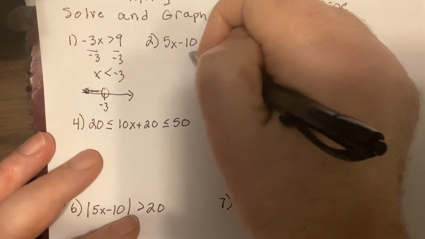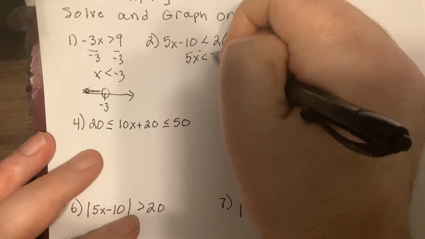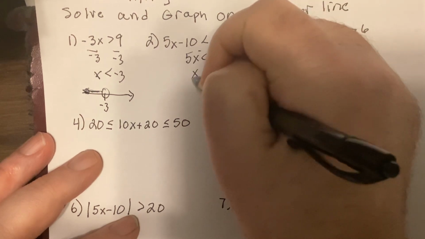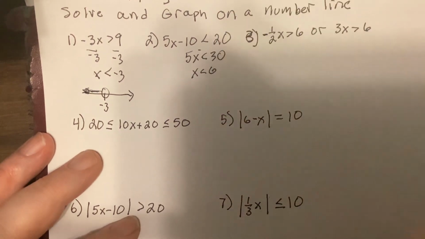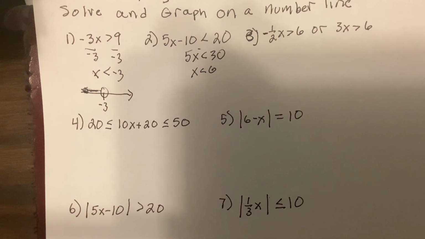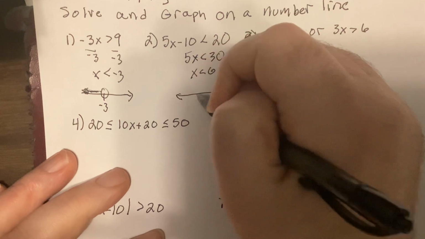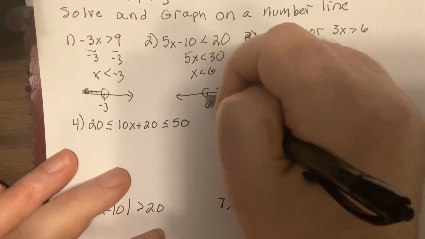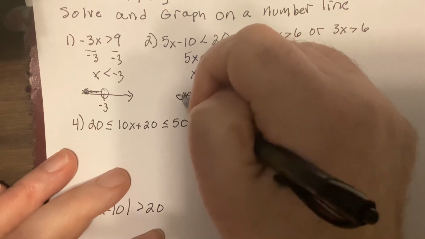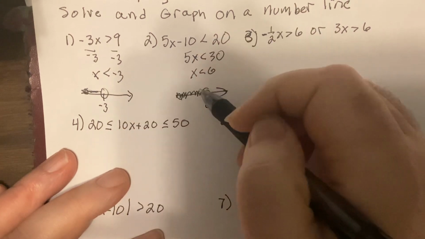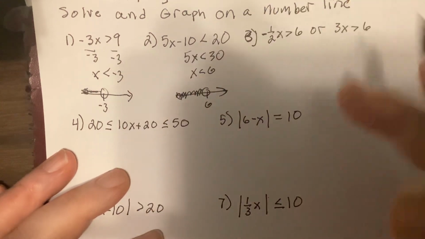Here I would add 10, divide by 5. Notice I did no switching of the inequality because I didn't multiply or divide by a negative. So I'd have an open dot on 6. Now notice both dots are open because there's no equals in the problem.